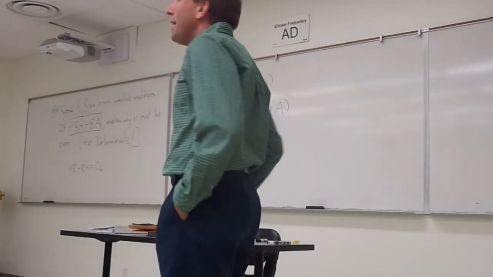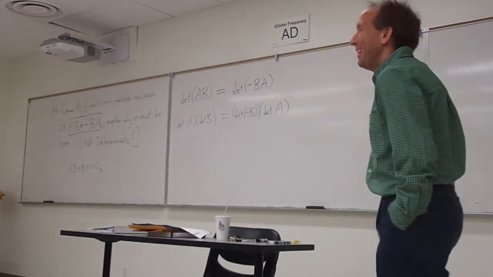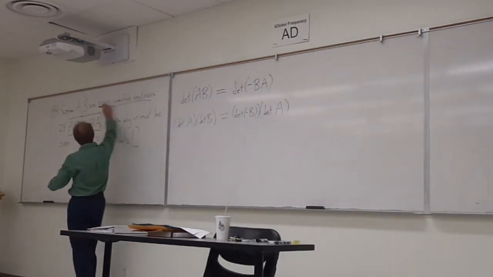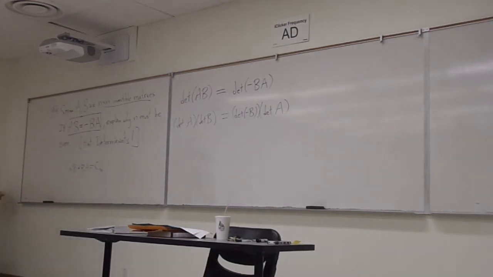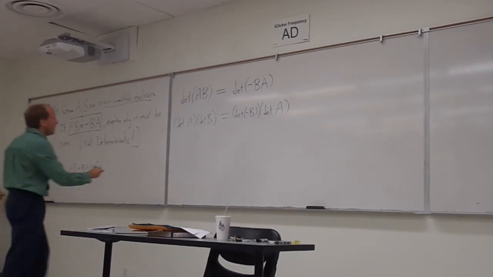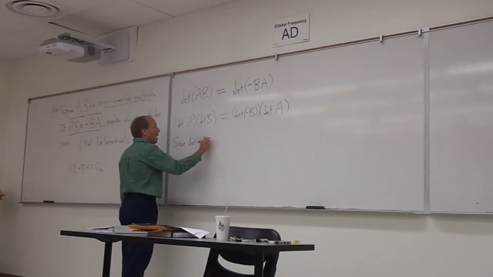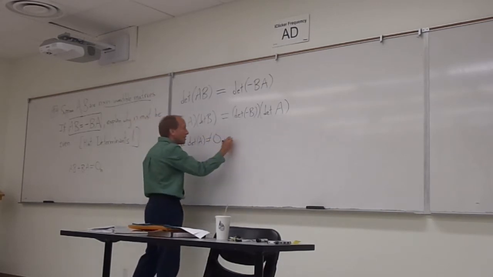So determinant of A, can I divide by that? It can't equal 0 though because they're invertible. Exactly. See, the pieces come into place as you work your way through it. The matrices are invertible, so the determinants are not 0. So you can safely do that. Okay, so since the determinant of A is not 0, cancel.